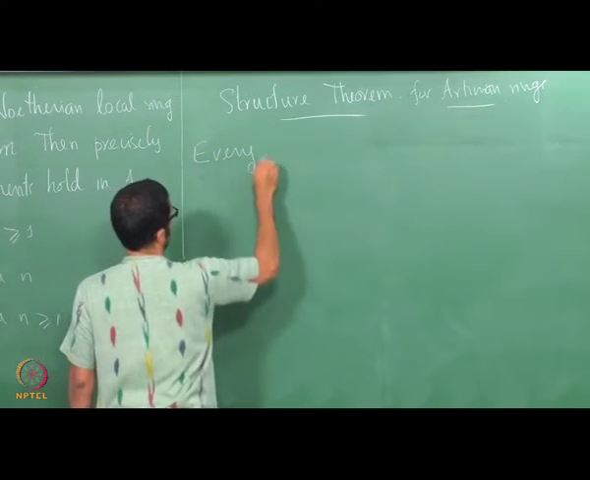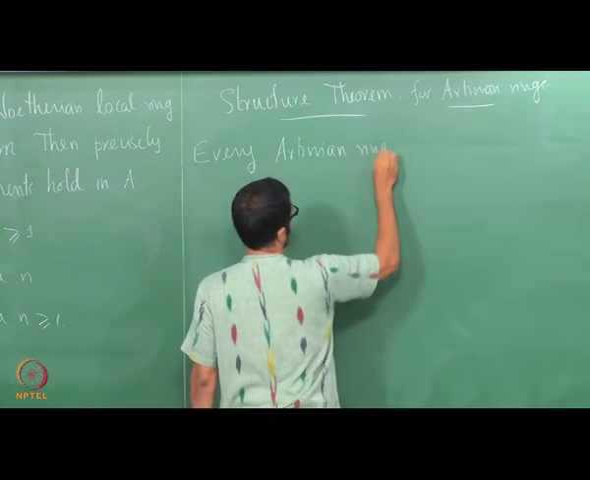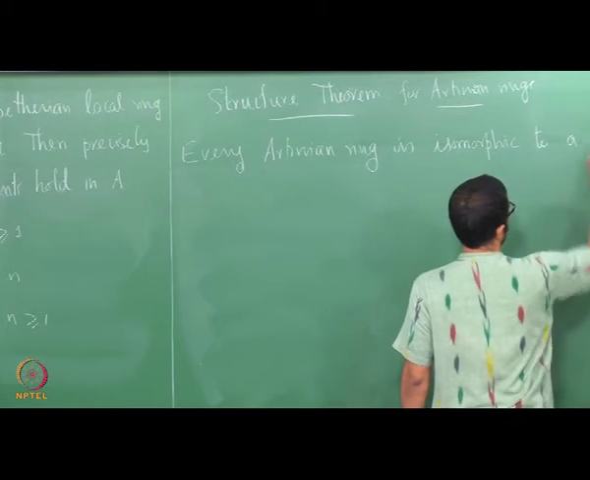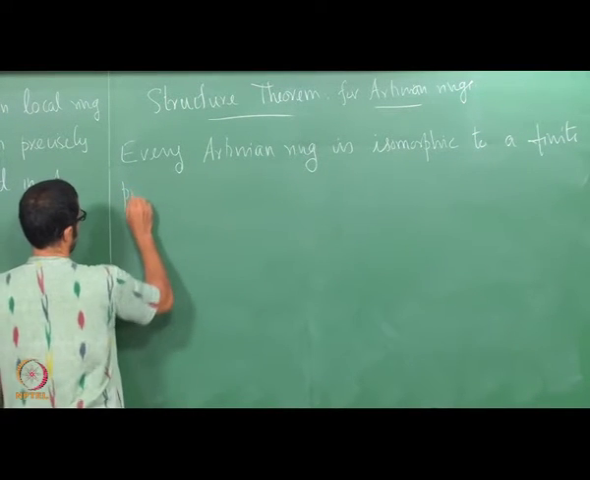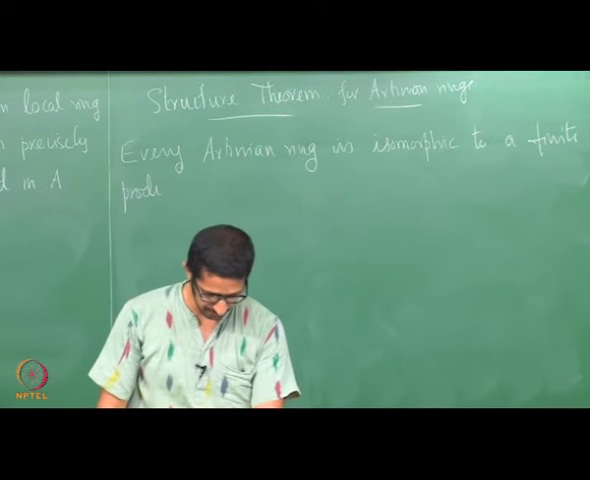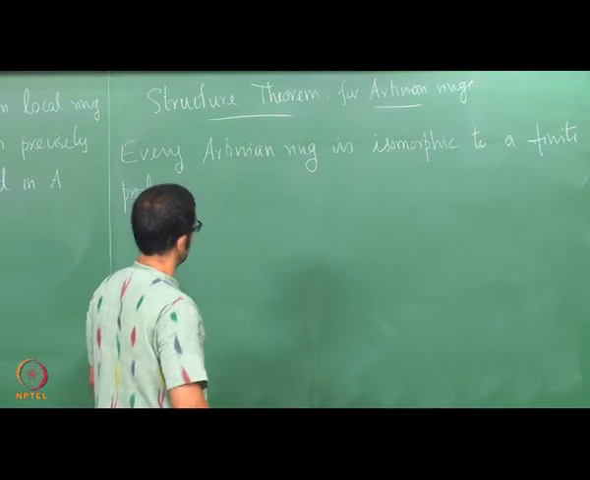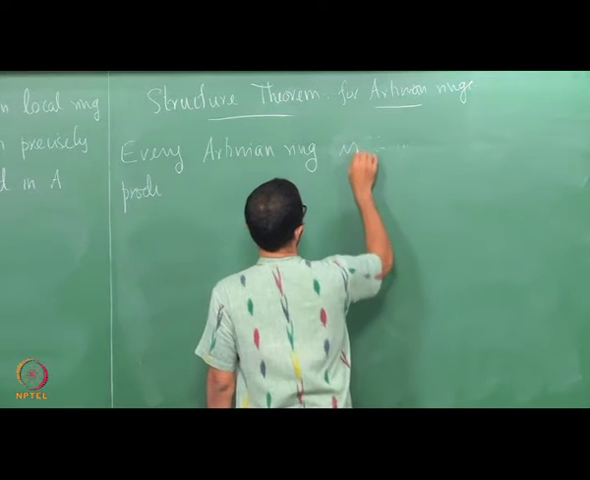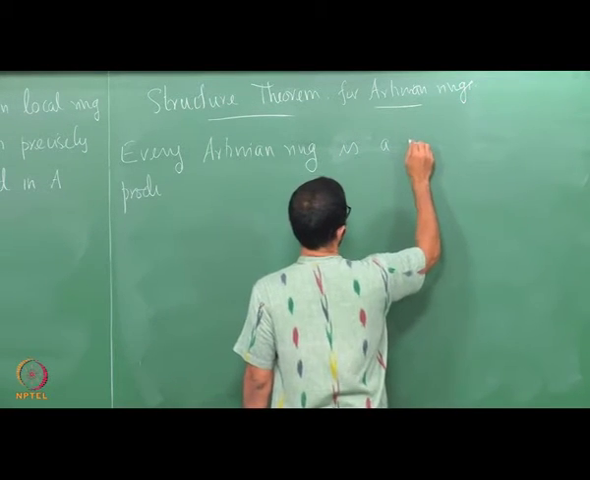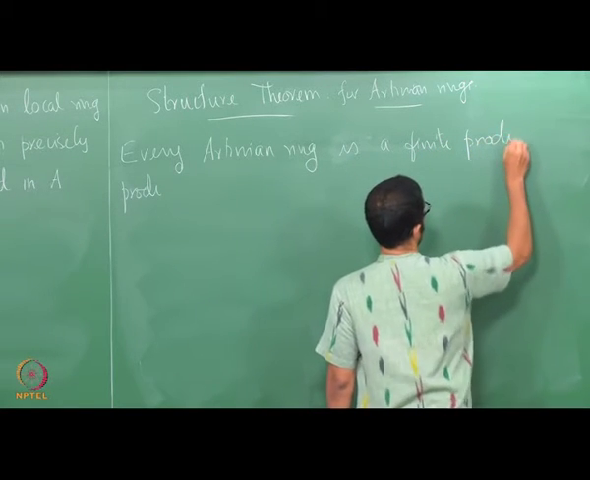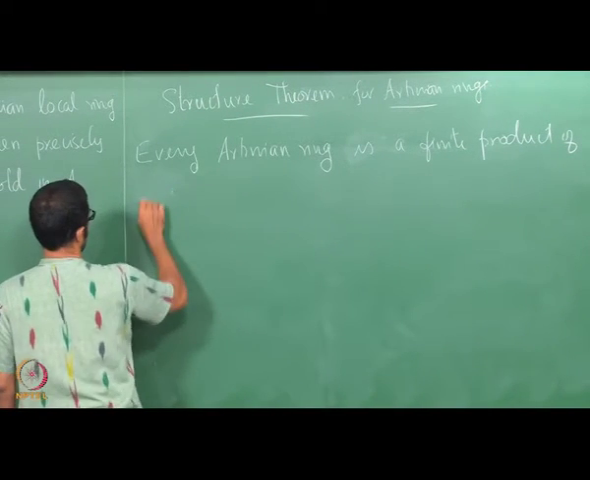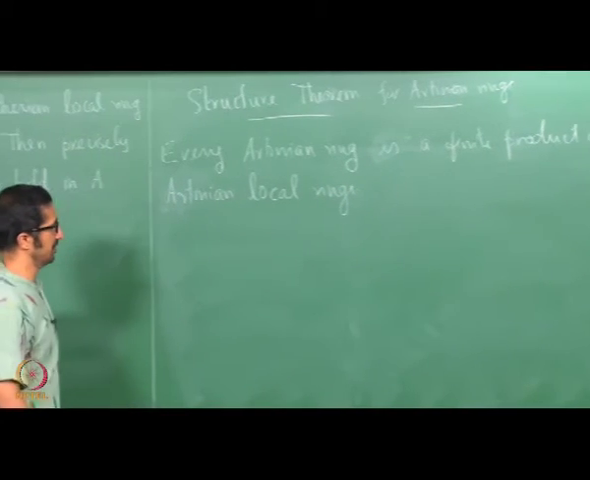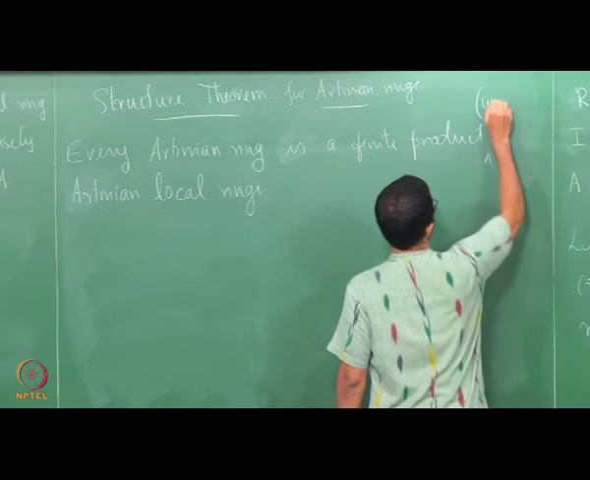Every Artinian ring is uniquely a finite product of Artinian local rings. Finite product of Artinian local rings, unique up to isomorphism.